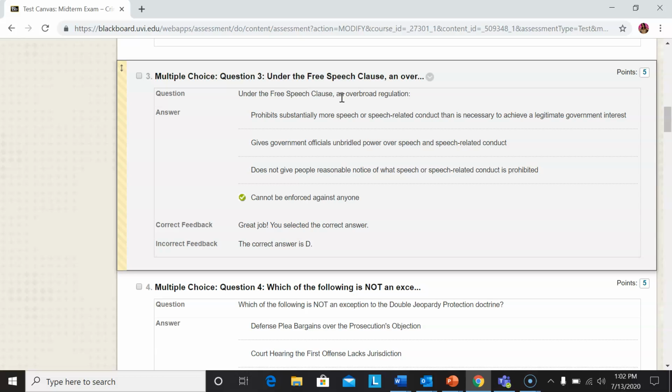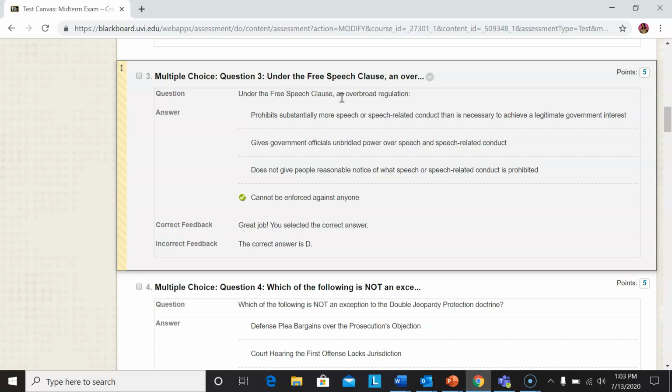So we know that under the First Amendment, we have free speech. But as you've learned from your reading, not all speech is protected by the First Amendment. The government does have the right to regulate certain types of speech. However, if the regulation is going to address the content of what you can and cannot say, then that regulation must pass strict scrutiny.